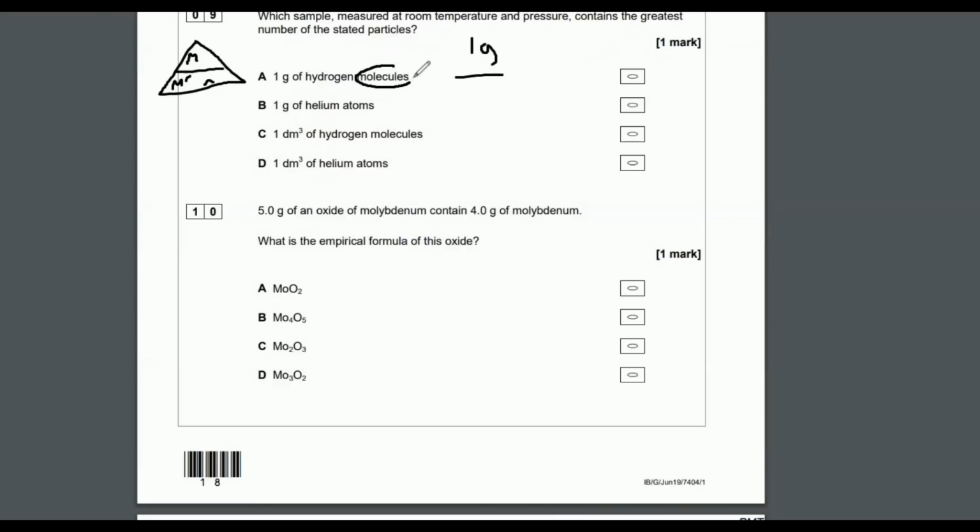We're going to do 1. Remember, this is hydrogen molecules, not atoms, so the Mr is 2. 1 divided by 2, we've got 0.5 moles of hydrogen molecules. Now we want to check out the helium atoms. Remember, helium has a mass number of 4, so we're doing 1 over 4 here, and that equals 0.25. So that can't be the right answer, as there are fewer moles of helium atoms than there are of hydrogen molecules.